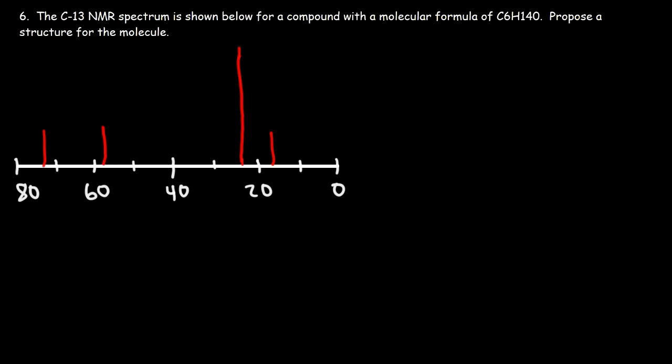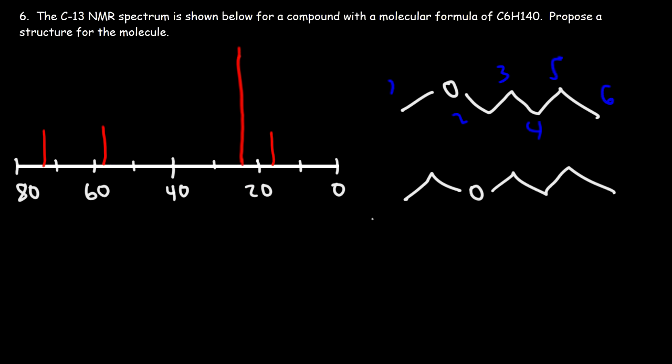So let's draw the different possible ways in which we can make an ether with 6 carbon atoms. We could put 1 carbon on one side and 5 carbons on the other side. But this would give us a total of 6 signals because all carbon atoms are different. If we put, let's say, 2 carbons on the left, 4 on the right, this won't work either because all the carbon atoms are different.